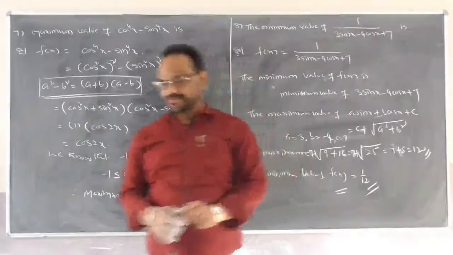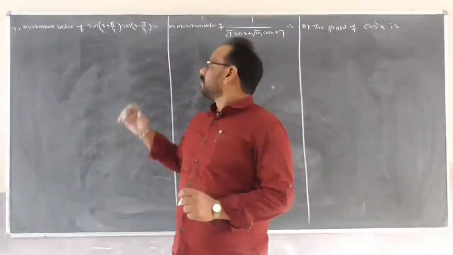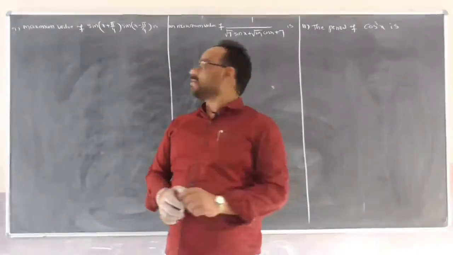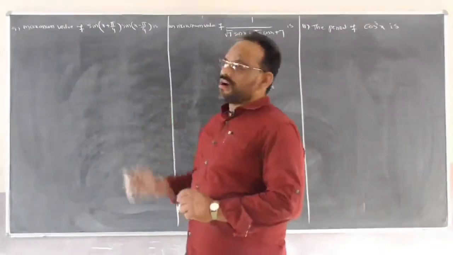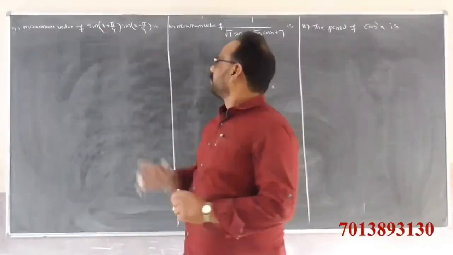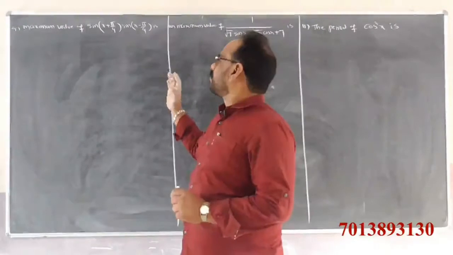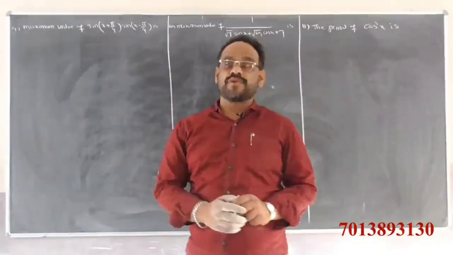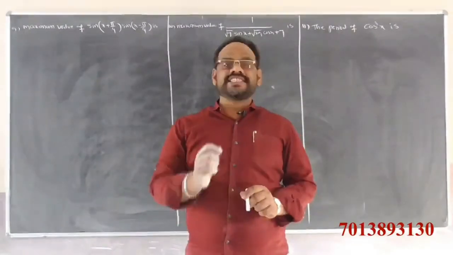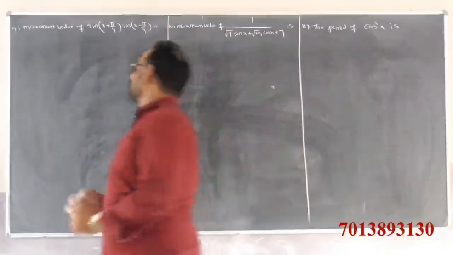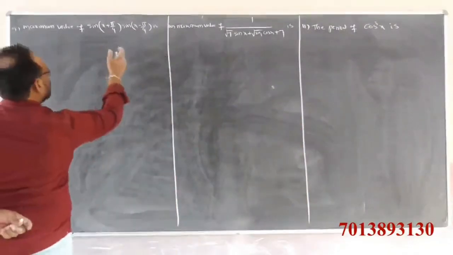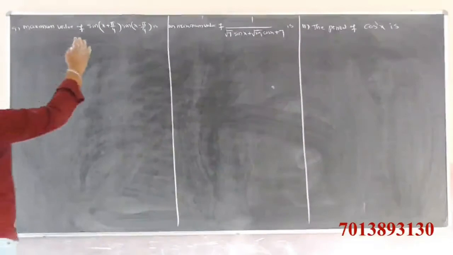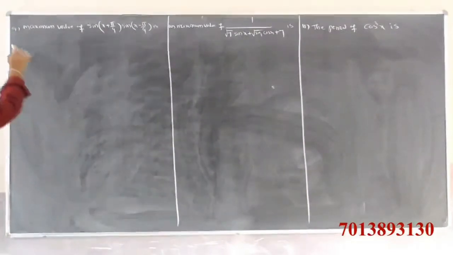Next problem. Ninth problem: the maximum value of sin of x plus pi by 4 into sin of x minus pi by 4. We want the maximum value.